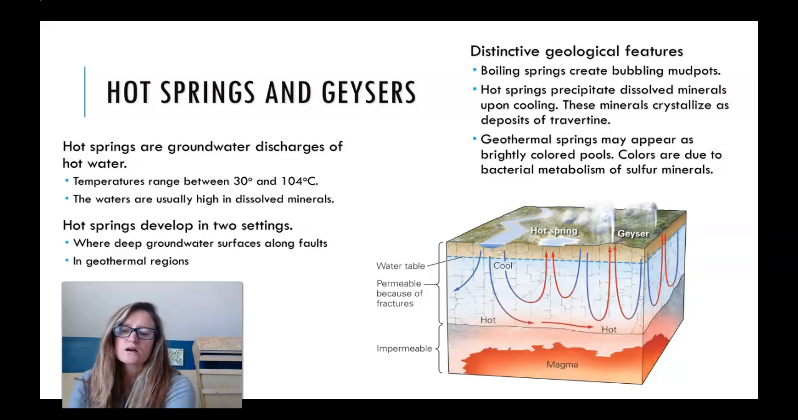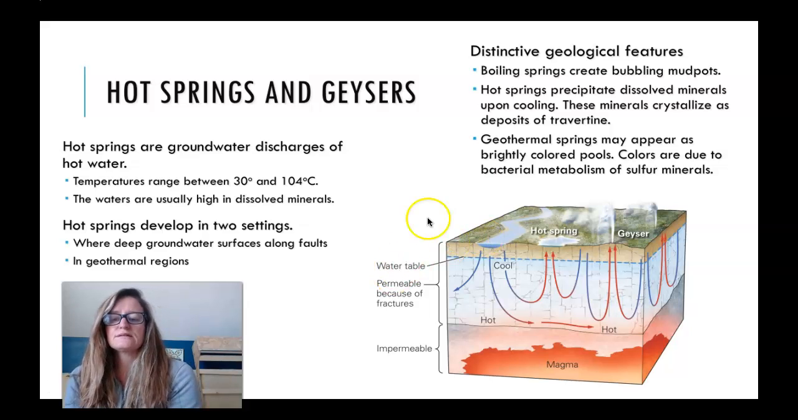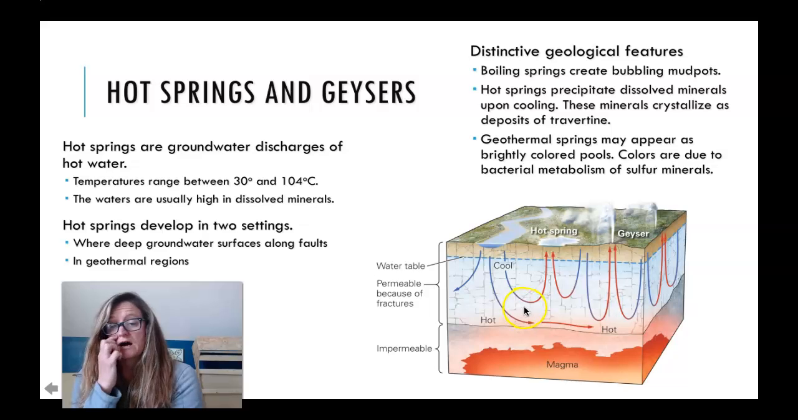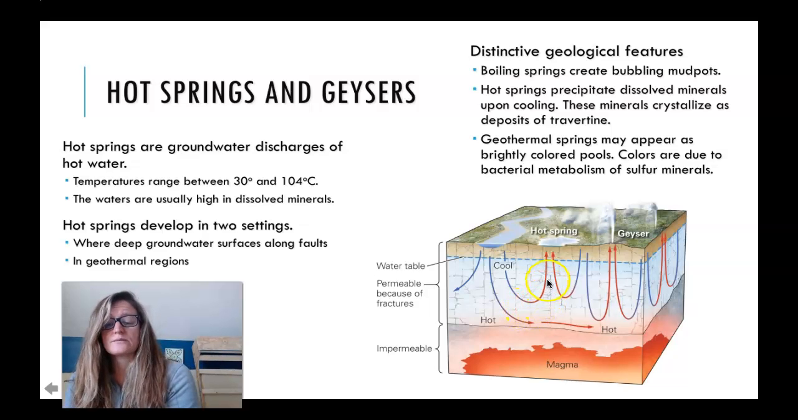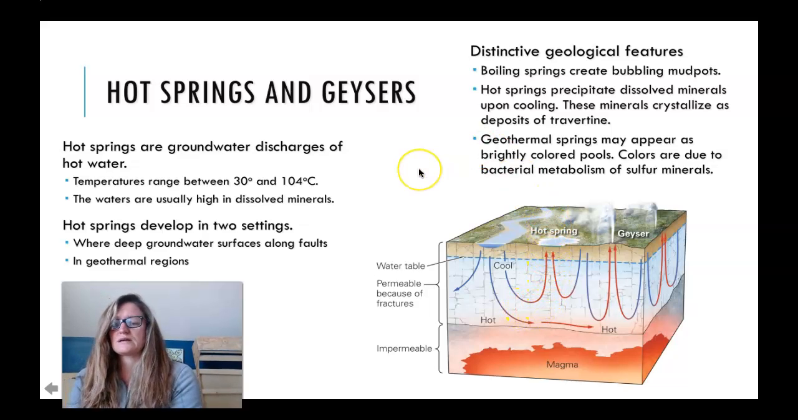So how do they work? So cold water, let's look at this image here. Here's the hot springs and geysers at the surface. And at the bottom, here's magma and hot rocks. So cold water from the infiltration at the surface is going to percolate down through the unsaturated zone into the saturated zone. It gets deeper and deeper and interacts with those hot rocks. And then it's going to rise up to the Earth's surface as it expands.